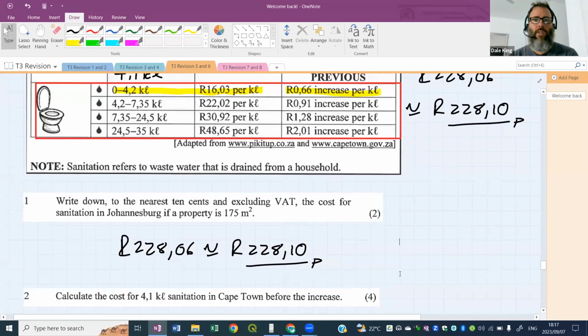So how are we going to find what the previous tariff was? Don't you need to multiply it by 16.03 kiloliters? We do need to multiply the kiloliters by the tariff eventually. But this tariff here, the 16.03, is the current tariff. It increased by 66 cents to this one here, 16 rand and 3 cents. They're saying we mustn't use this current one. We've got to use what it was before the increase. So if something increased by 66 cents to 16 rand and 3, what was it before? How are we going to find that?